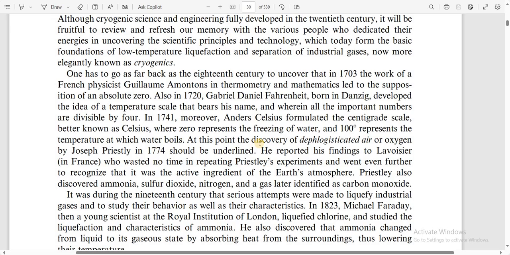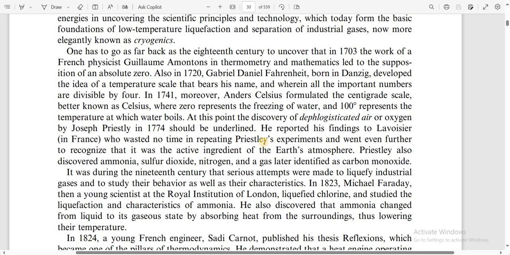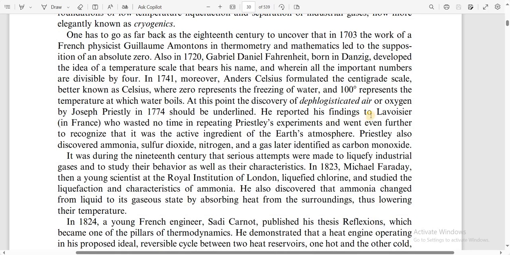At this point, the discovery of dephlogisticated air, or oxygen, by Joseph Priestley in 1774 should be underlined. He reported his finding to Lavoisier in France, who wasted no time in repeating the previous experiment and went even further to recognize that it was the active ingredient of the Earth's atmosphere.